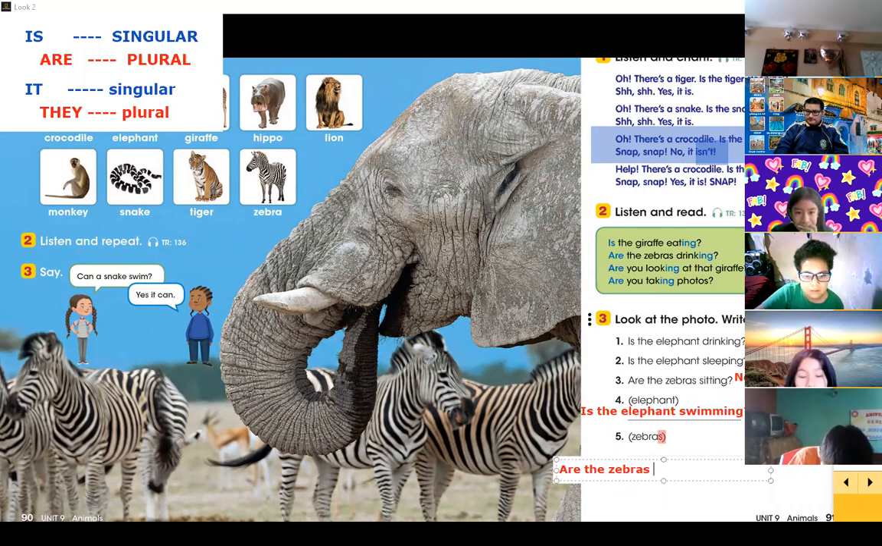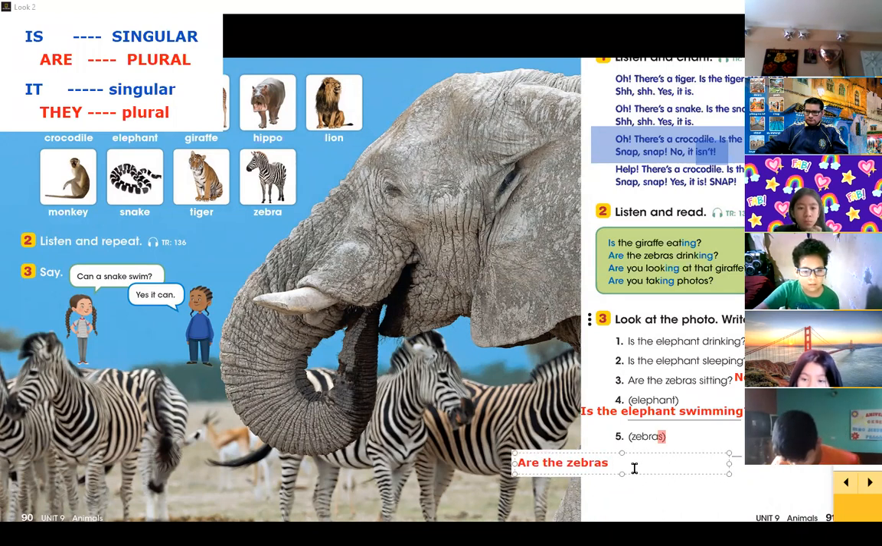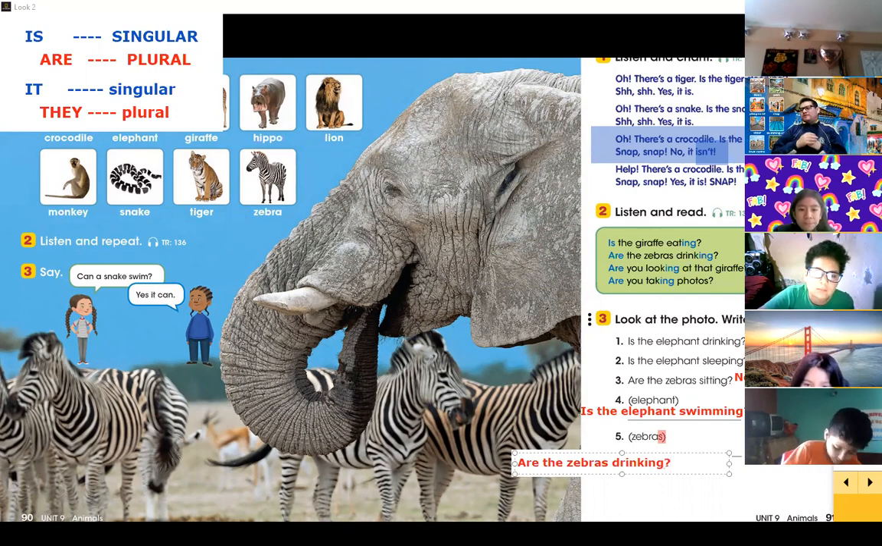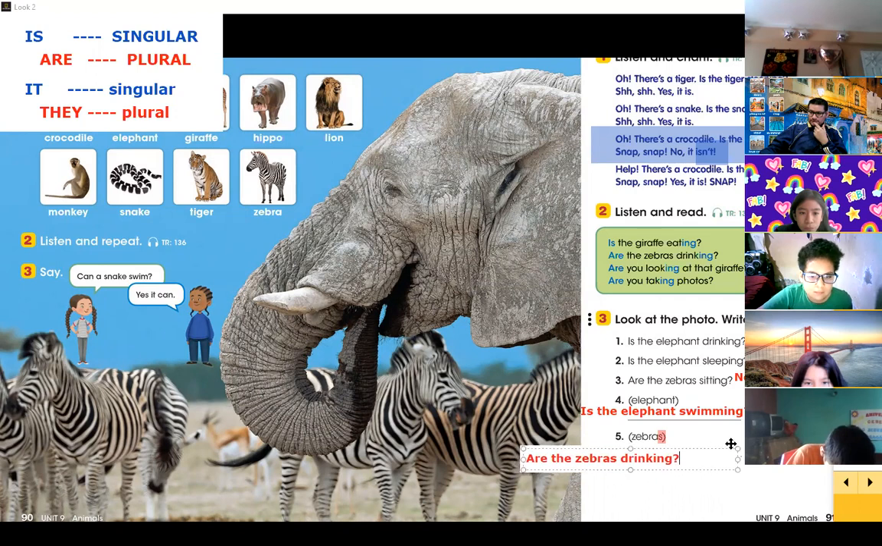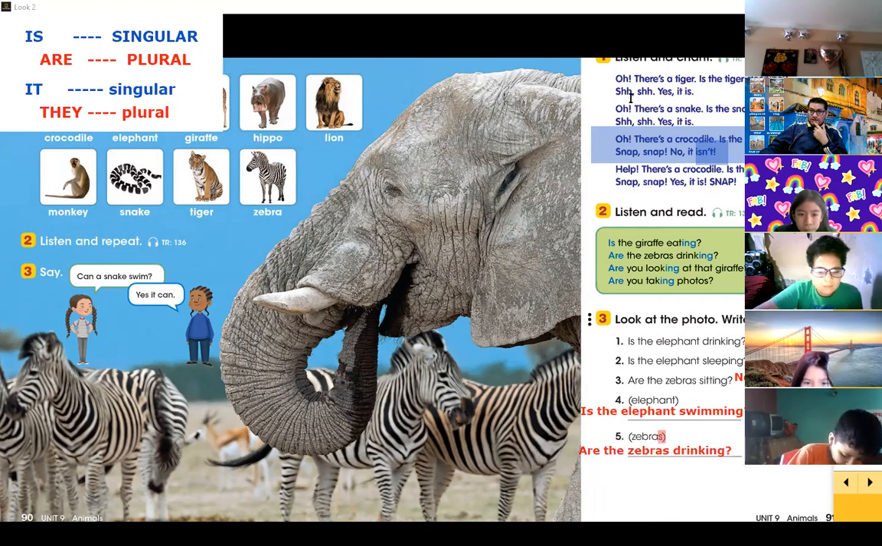What else? ¿Qué más? Zebras. Is... what? Drinking. Okay. Are the zebras drinking? Okay, and what's the answer for that question? ¿Cuál será la respuesta para esa pregunta? Are the zebras drinking? No. Okay, what else? Aren't. No, they aren't. Oh, very good.